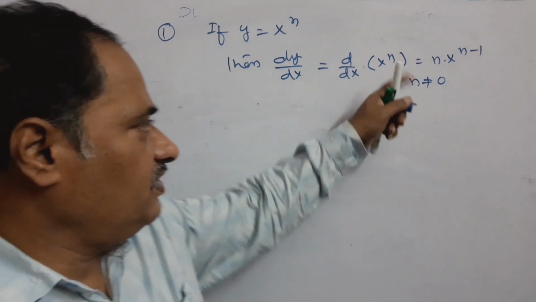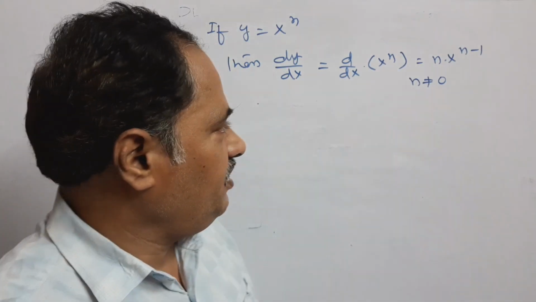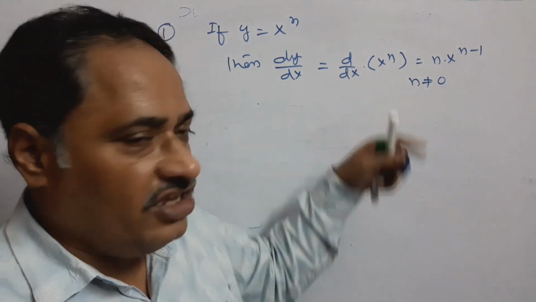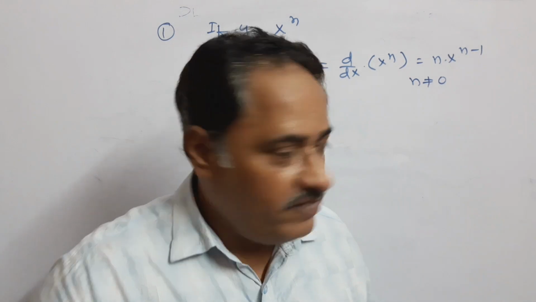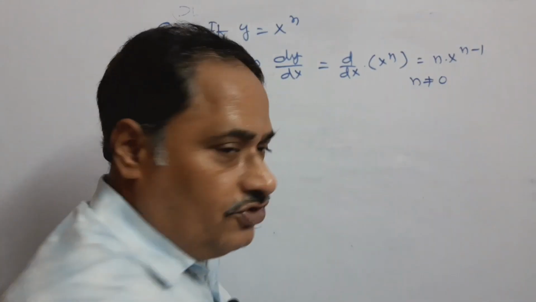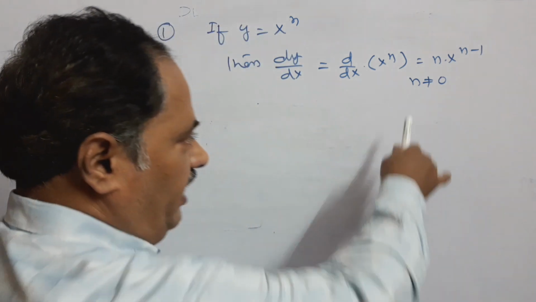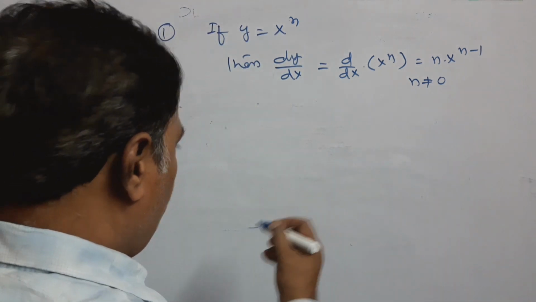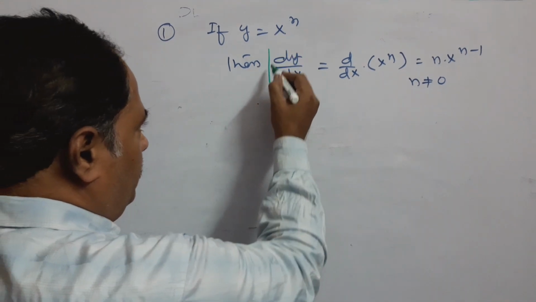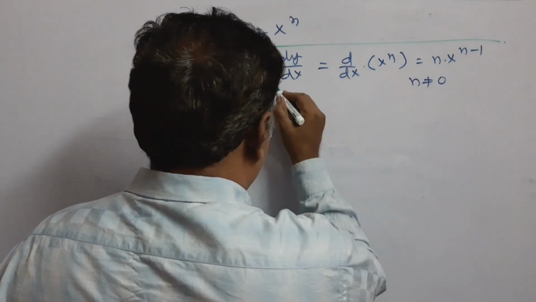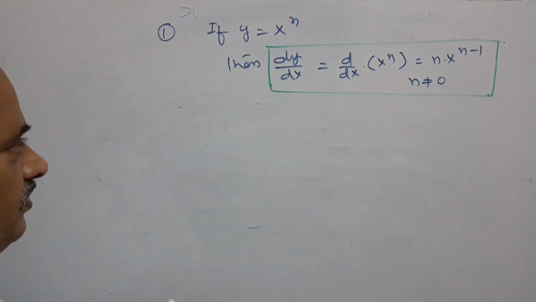For example, if the value of n equals 0, anything power 0 can be taken as 1, then there is no x term. Therefore, d by dx of x power n gives n into x power n minus 1, so n is not equal to 0. We will use this equation a number of times in our instantaneous calculations.